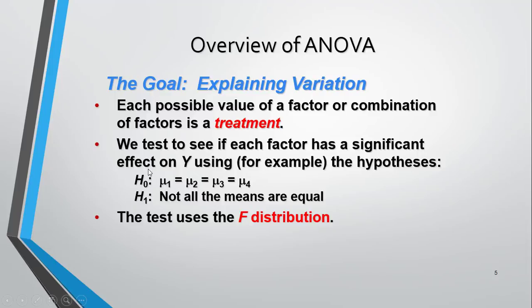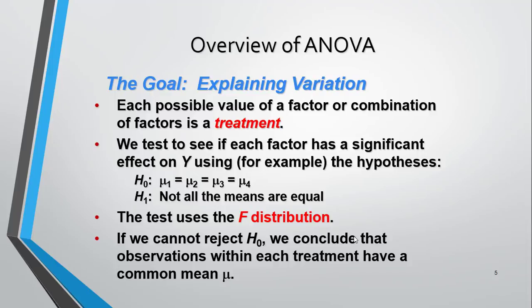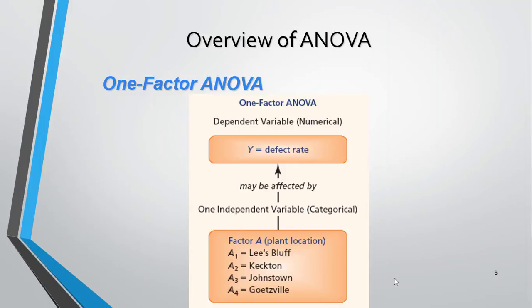That's H0. H0 is mu1, mu2, mu3, mu4 are all equal. H1 is not all means are equal. If at least one of them is not equal, then we conclude H1. The test uses the F distribution, and we have covered many distributions. Now this is the F distribution, and if we cannot reject null, we conclude that observations within each treatment have a common mean mu. They have a common mu, so they are pretty much similar.